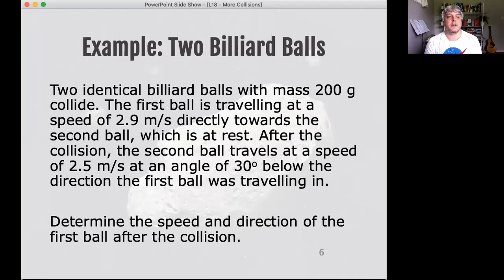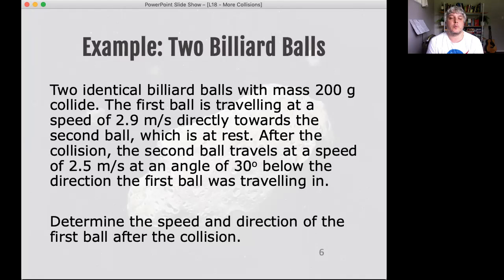We're going to look at two billiard balls. Both of them have mass 200 grams, which I've chosen just to keep things simple. They collide. The first ball is initially traveling at a speed of 2.9 meters per second directly towards the second ball. That second ball is at rest to start with. After the collision, the second ball travels at a speed of 2.5 meters a second at an angle of 30 degrees below the direction the first ball was traveling in.